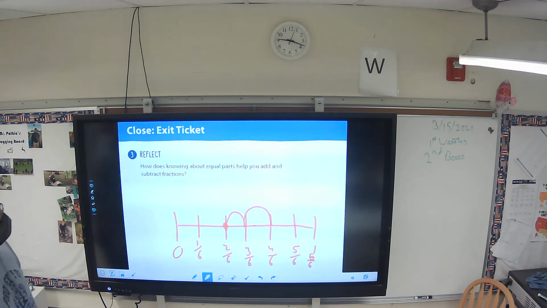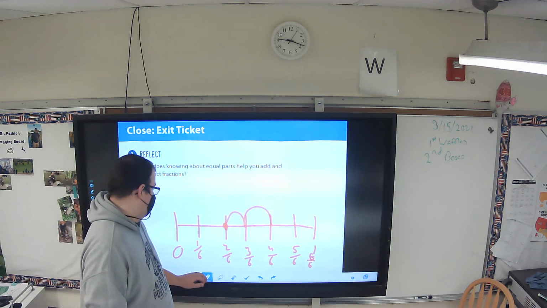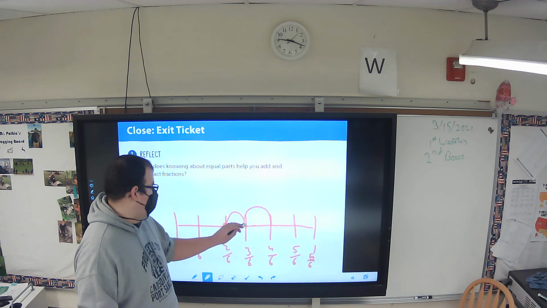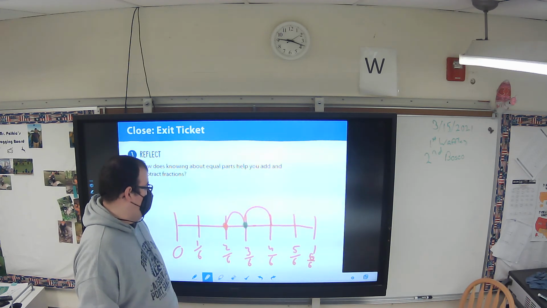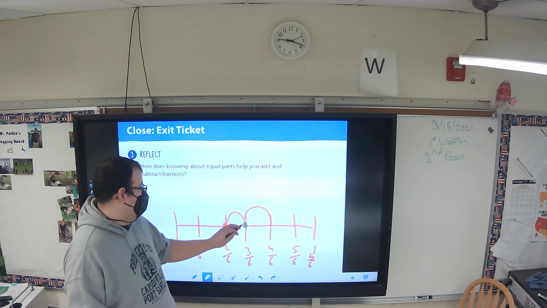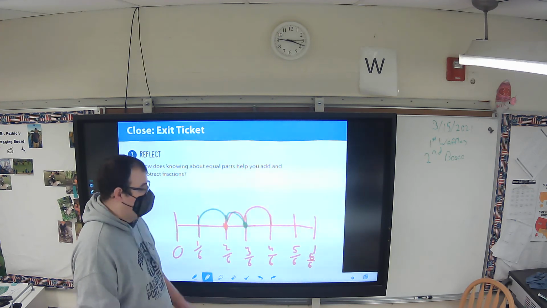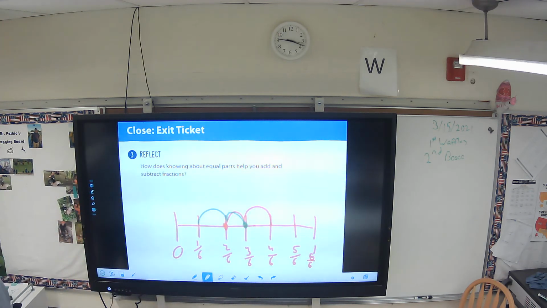Or say I have 3/6 of a candy bar. I eat 2/6 of it. 1/6, 2/6. How much do I have left? 1/6 left. Can I use the number line to add and subtract fractions? Yeah, you can use it.